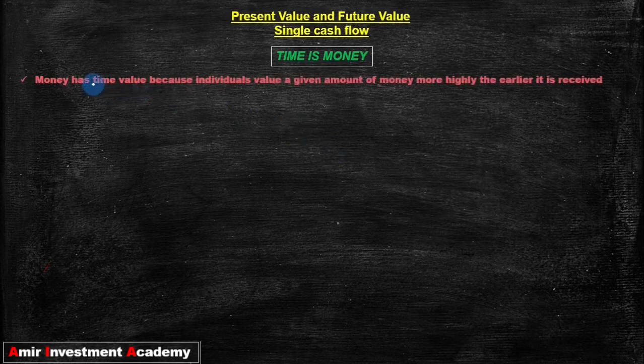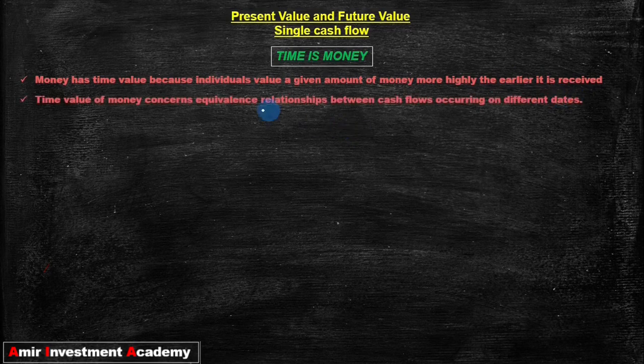Okay, so I'm sure you've heard the expression time is money. Well, time is literally money. Now, to understand that, let's review two of the principles behind time value of money. Number one, money has time value because individuals value a given amount of money more highly the earlier it is received, right? Number two, time value of money concerns equivalence.